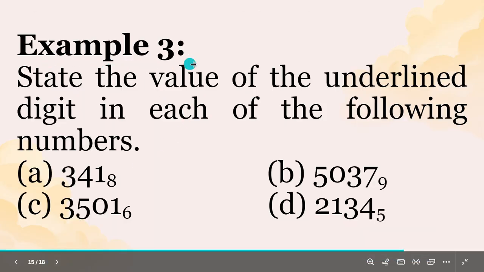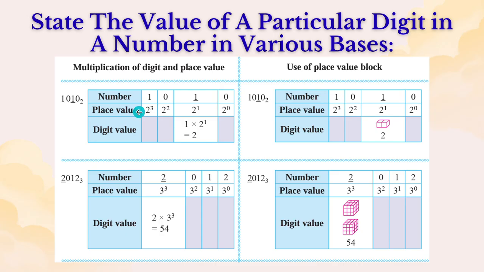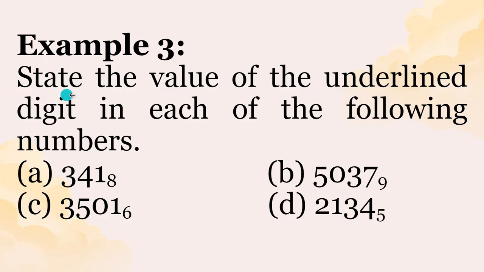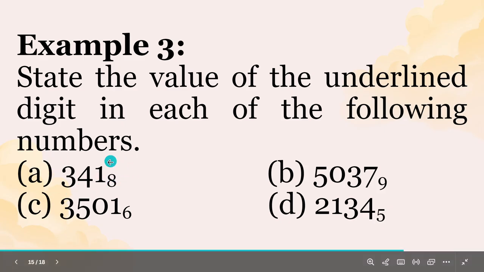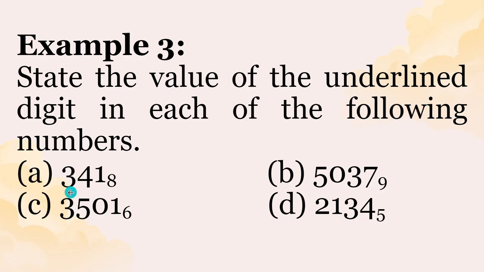Next, we have some examples. Actually, the same goal with this concept here. So state the value of the underlined digit in each of the following numbers. So this one we have 341 base 8. For example, the underlined digit is 3, so the place value of this is this. We call this one 8 to the power of 0, 8 to the power of 1, this one is 8 to the power of 2. So the place value of the digit 3 is 8 to the power of 2.